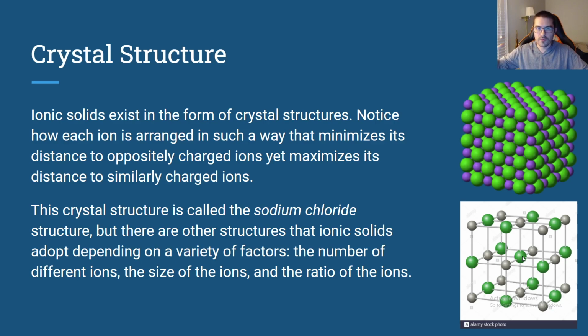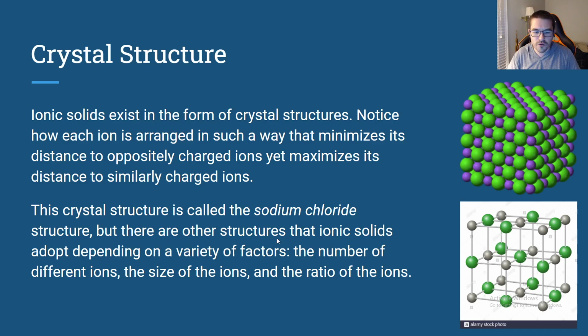This is a repetitive structure called a crystal structure that minimizes the distance to oppositely charged ions, but maximizes the distance to similarly charged ions, while still being in solid form. So this right here is called a crystal structure. This is called the sodium chloride structure. It's this 1-to-1 ratio of sodium to chloride. The sodium chloride structure happens in other ionic compounds as well, as long as things are in a 1-to-1 ratio.